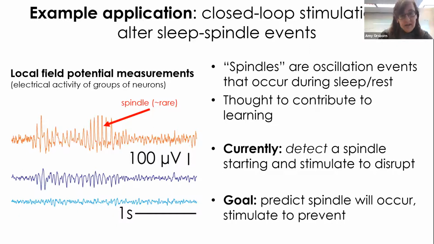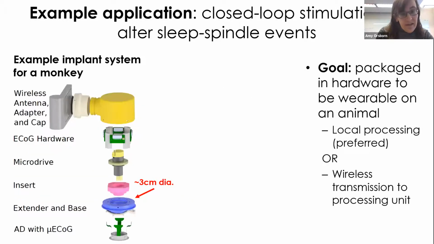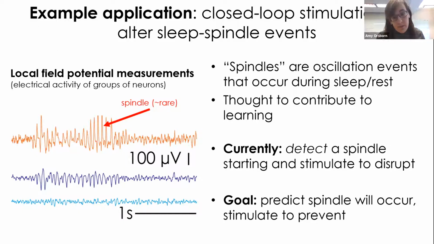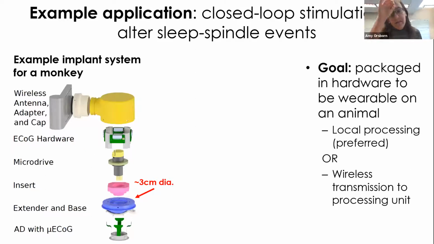But our goal here is, instead of detecting that one has started and then shutting it down, could we predict that a spindle is going to occur before it has happened, and then stimulate to completely prevent the spindles from happening? That's the kind of thing that we think A3D3 could be really useful for. In particular, the goal ultimately would be to package this on an animal's head. I work with monkeys, so you could have a monkey sleeping in their cage, detect spindles in real time, and then stimulate.